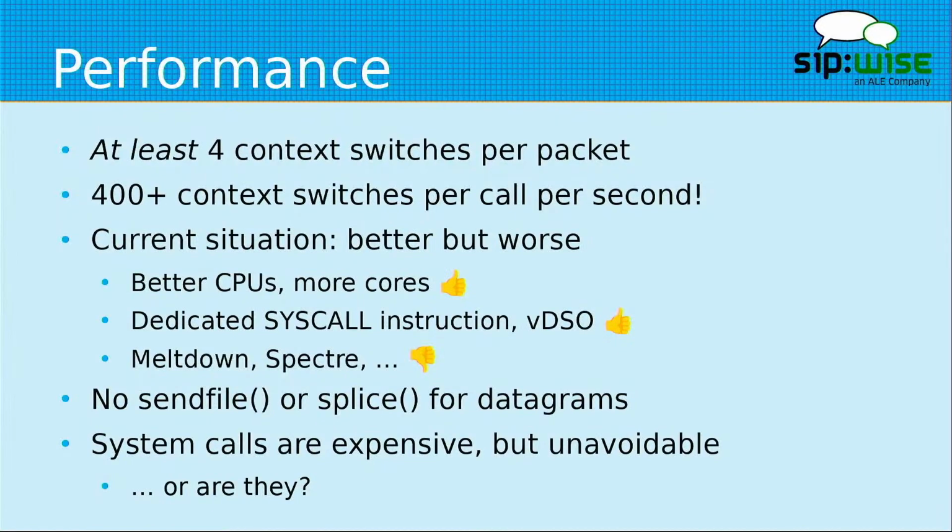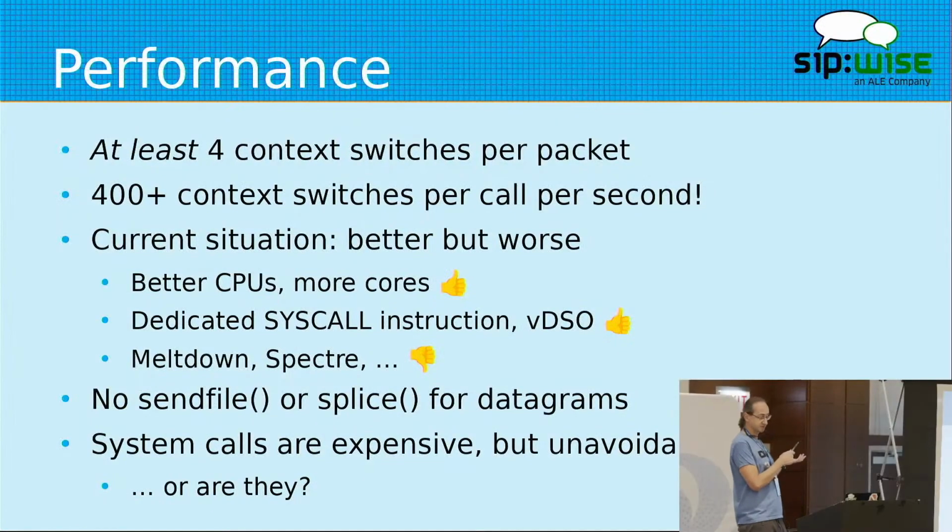The current situation, I mentioned we started doing this over 10 years ago. Current situation is a lot better. Modern CPUs are generally faster. They are much better at doing these context switches. You also have a lot more cores to work with, because this helps. This is purely CPU load.